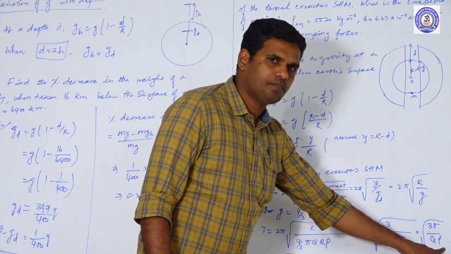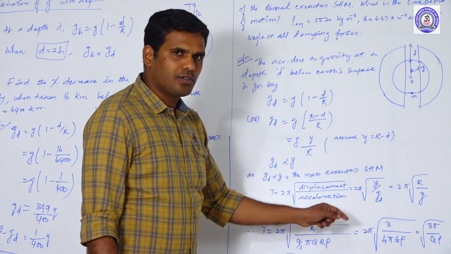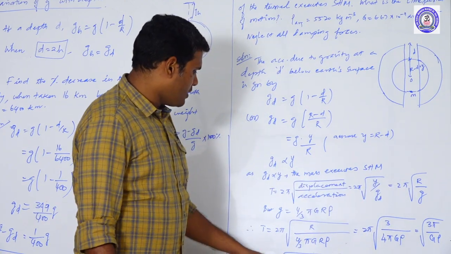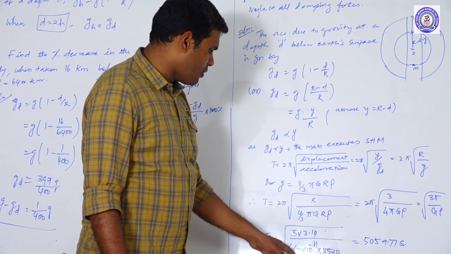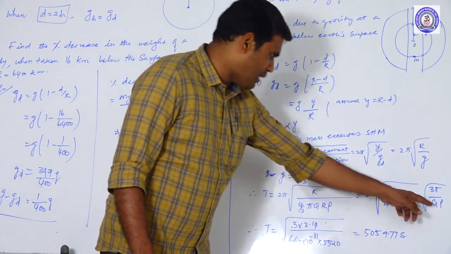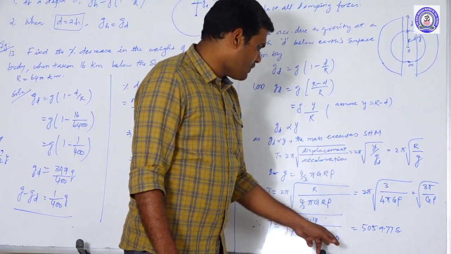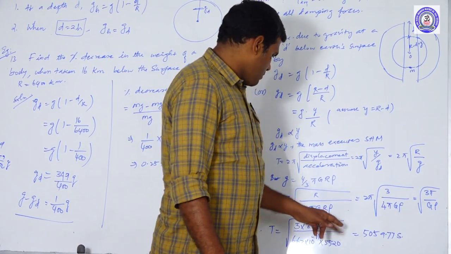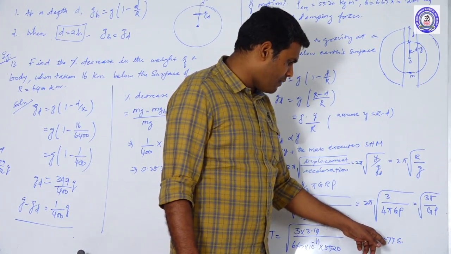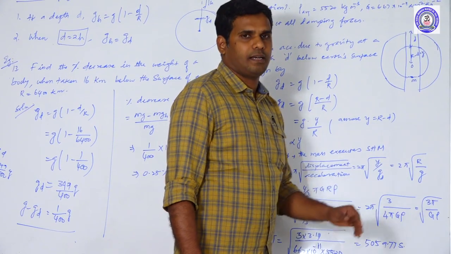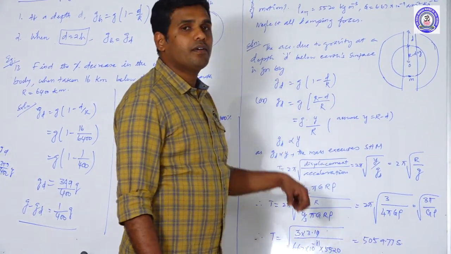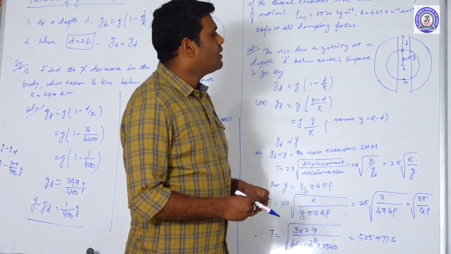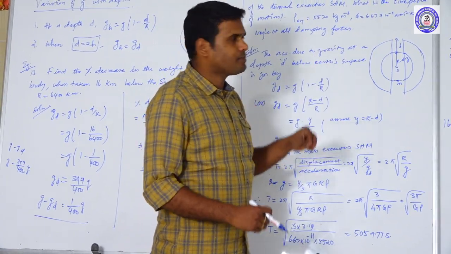So T equals square root of 3 into 3.14 divided by 6.67 times 10 power minus 11, the value of G, and average density is 5520. On simplifying this, you will get 5059.77 seconds. So this is the time period of oscillation of the mass which executes a simple harmonic motion.